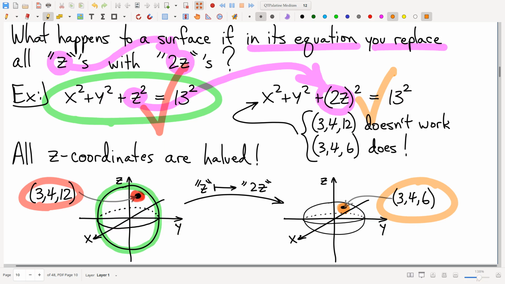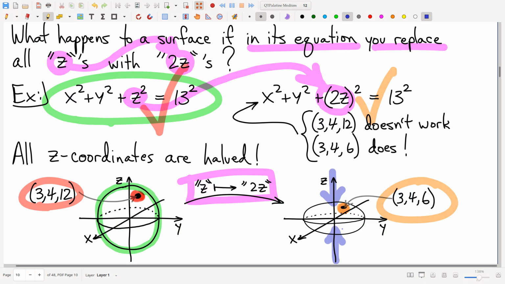Okay, so another way to say that: algebraically, this process of replacing all the z's with 2z's, geometrically, all the z coordinates are just going to get cut in half, aka I'm going to smush. It's not a complete flattening, but all the z coordinates are going to be half as big. It's going to get squished somewhat in the z direction, specifically by a factor of 2. All right, so, neat effect.